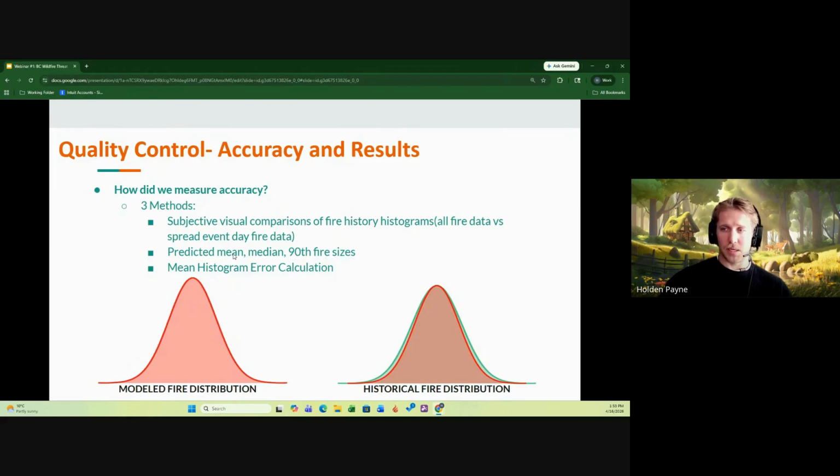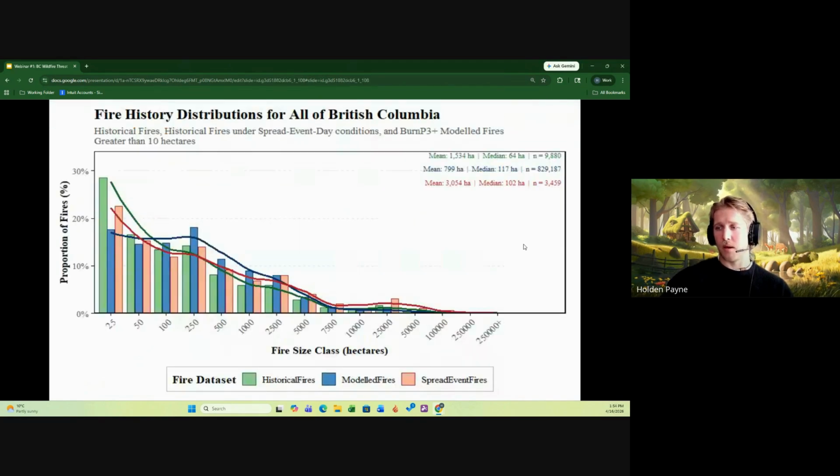And then our predicted mean, median, and 90th percentile fire sizes, so are those characteristics matching what we'd expect? And then this was a method that we came up with as part of this process. If we can calculate the mean relative error, or the relative difference between individual fire size histogram classes, and average it across the distribution, we can get some idea of basically how far away our distribution is from what actually happened in history.